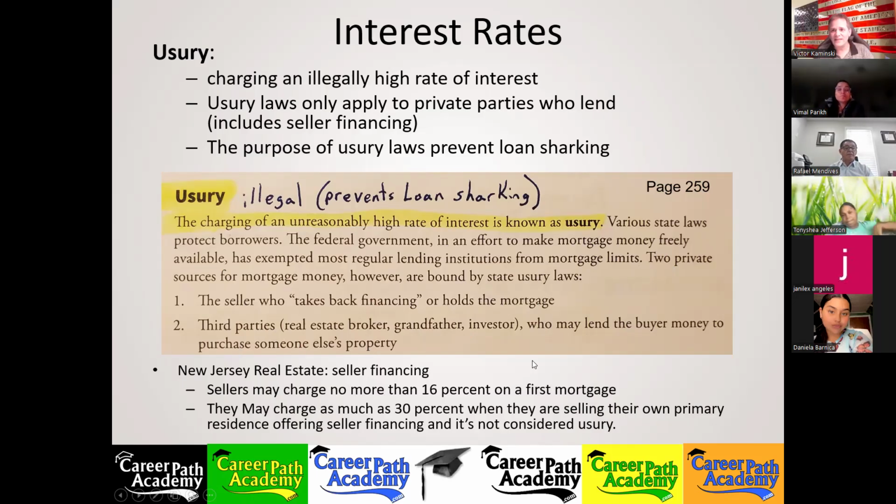So basically, usury laws are only applied to private lenders. But any lending institution that in any way, shape, or form is related to the federal government, meaning that their depositors' money is insured by the FDIC or FSLIC, or they're planning on selling those loans to the federal government, Fannie Mae, Freddie Mac, what have you.